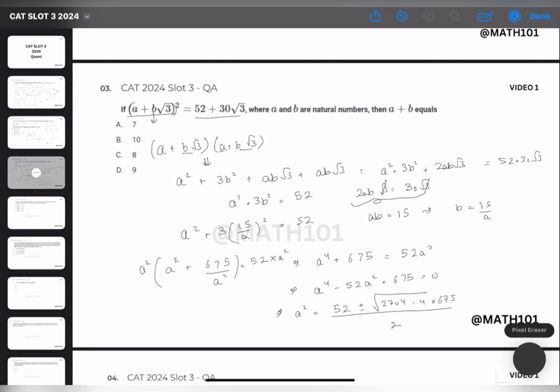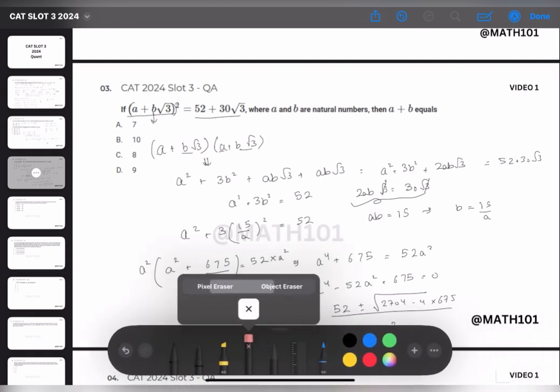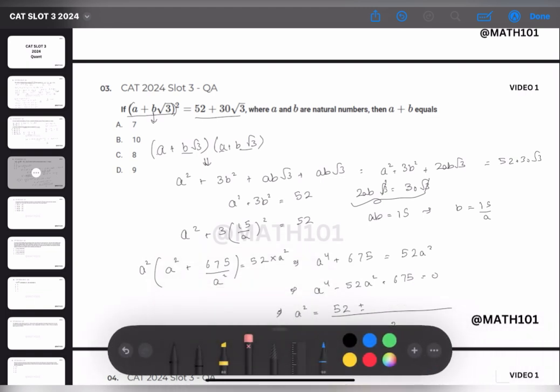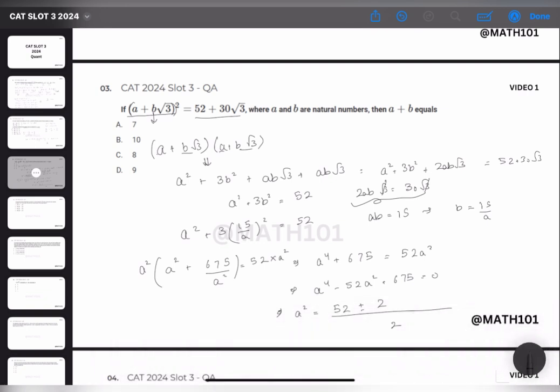So this thing will become 2. So a square is equal to 25 or 27. We are given that a and b are natural numbers, so a square equals 25 will be accepted, which implies a equals 5, b equals 3, and thus a plus b will be 8. So the answer is C.